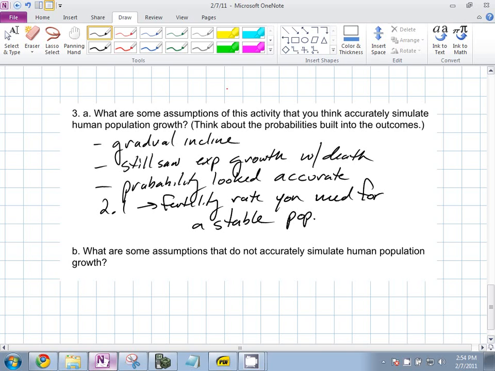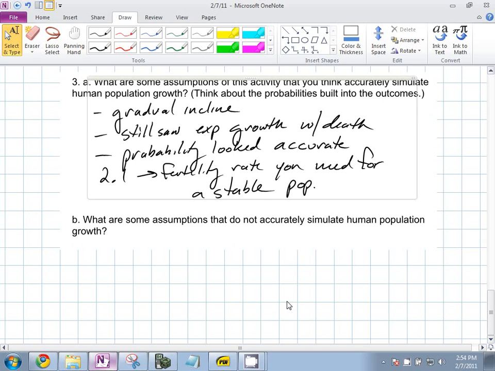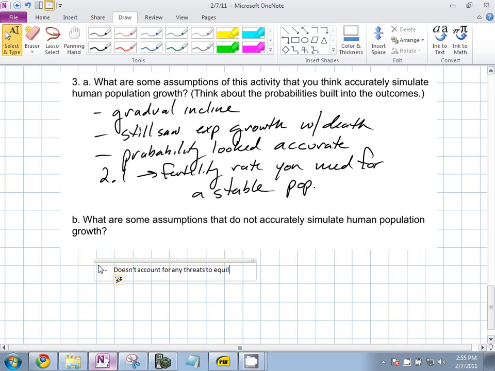What are some of the assumptions that do not accurately simulate human population? 1, 2, 3. Let's just go around like that. It doesn't account for any threats to equilibrium. I'm trying to make that as general as possible. What else? I thought we could do it as a whole, and then I could randomly throw out events, like bubonic plague.